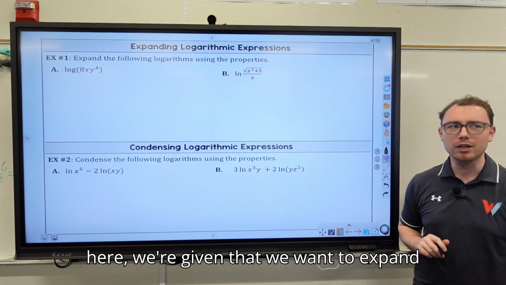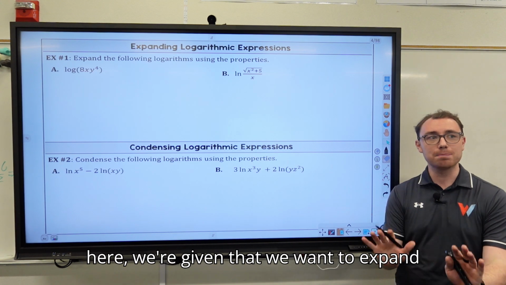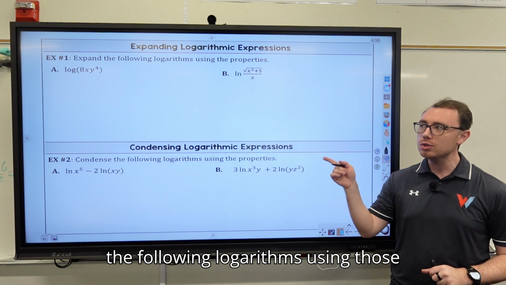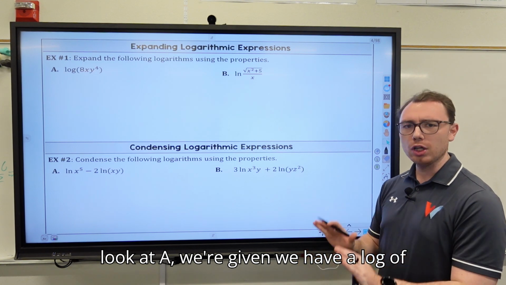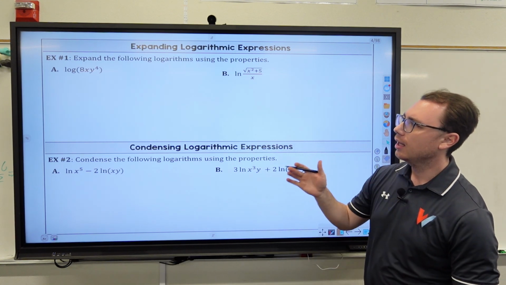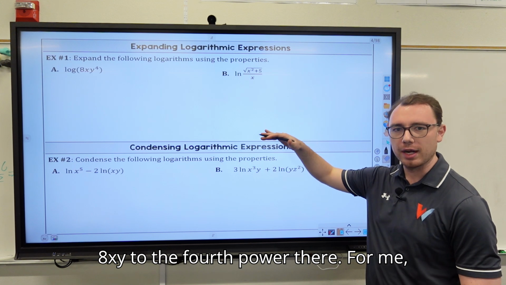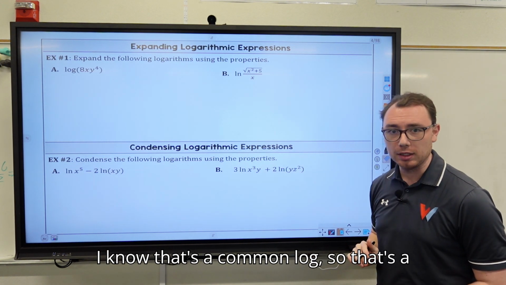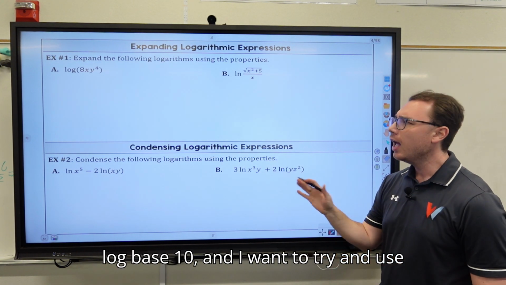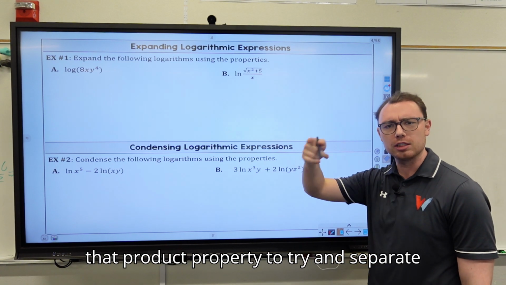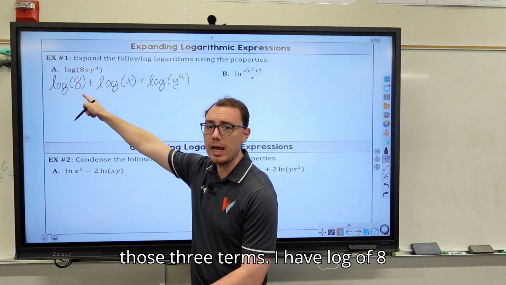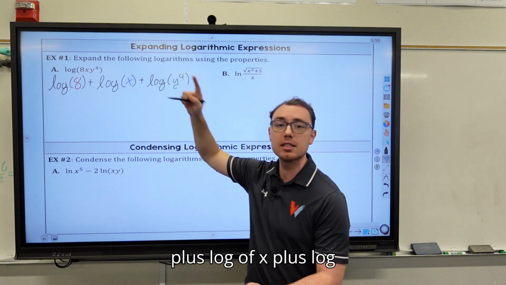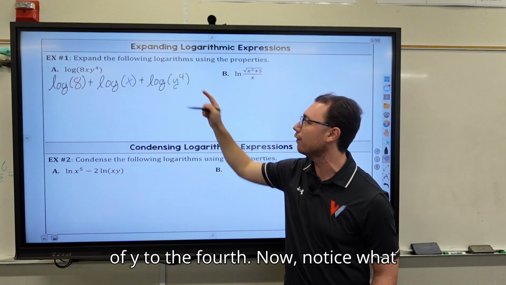For example 1 here, we're given that we want to expand the following logarithms using those previous three properties. If we take a look at A, we have log of 8xy to the fourth power there. For me, I know that's a common log, so that's a log base 10. And I want to try and use that product property to separate those three terms. I have log of 8 plus log of x plus log of y to the fourth.